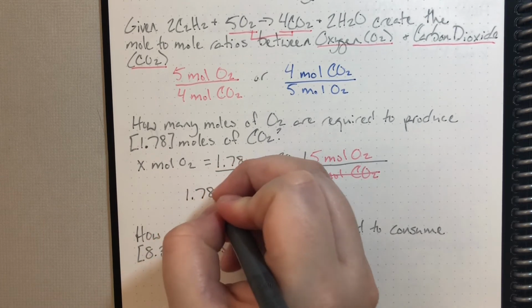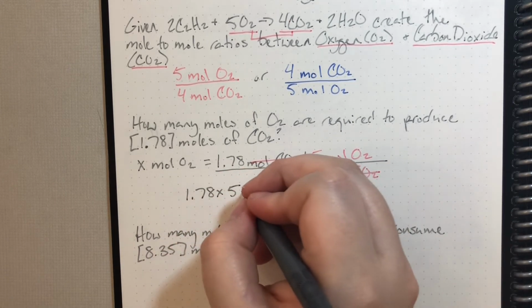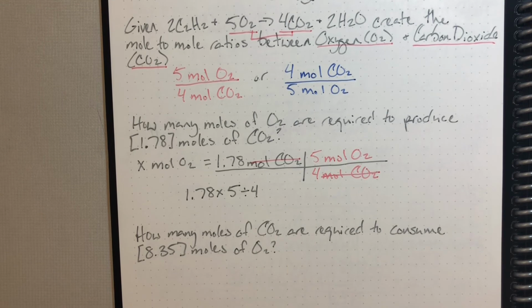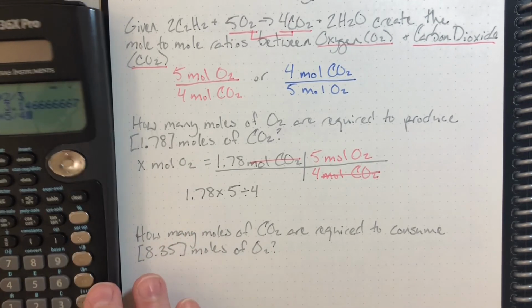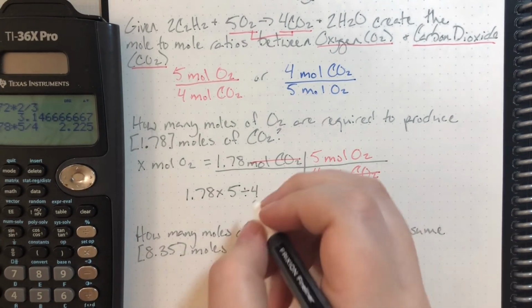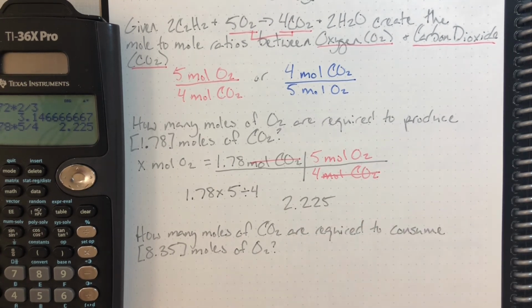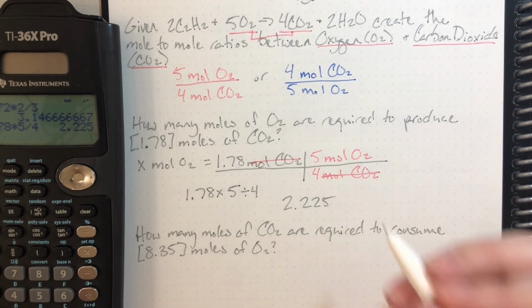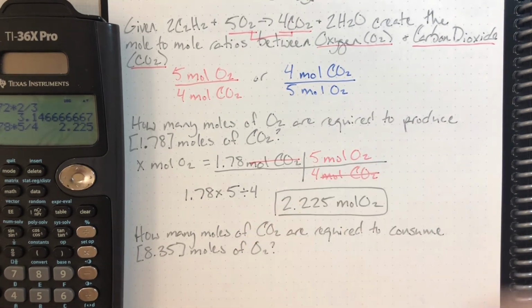I will be multiplying everything that is in the numerator, so that is 1.78 times 5, and I will be dividing by everything that is in the denominator, so that will be the 4. 1.78 times 5 divided by 4 will give me the number 2.225. This number already has 3 decimals, which is the desired number of decimals stated on Blend, so that means I do not need to round, and I can go ahead and just attach the unit that was left of my math, moles of oxygen, before boxing in my final answer.